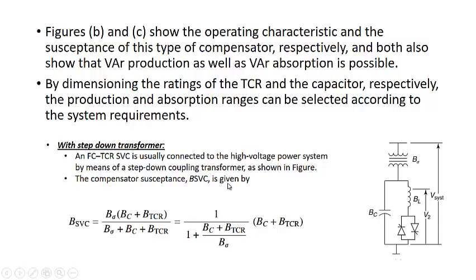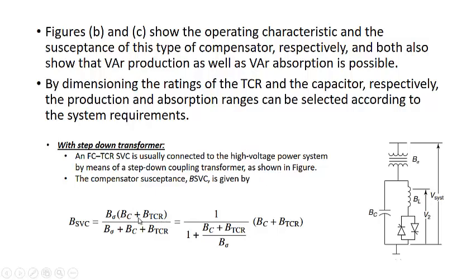The compensated susceptance BSVC can be given by the total compensated susceptance, which is B sigma into (BC plus BTCR) divided by B sigma plus BC plus BTCR. As you can see, in the case of reactances, if two reactances are in series and the series combination is parallel to the third, we do the same thing. Here we have two parallel elements. Usually parallel susceptances or parallel admittances are added, and series ones are calculated the way we calculated the parallel combination of reactances. Same is the case here.